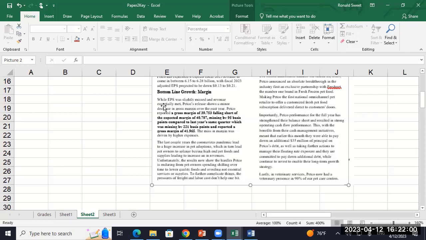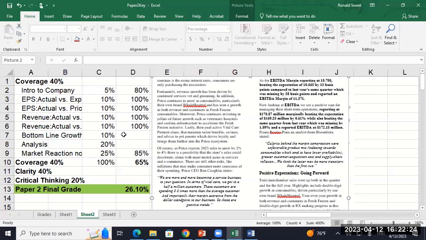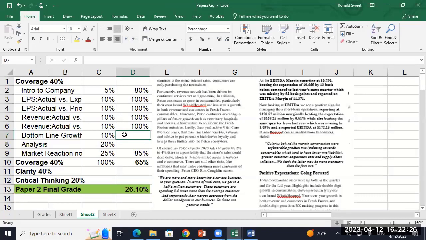EPS was slightly missed and revenue eventually met. Petco's release shows a minor decrease in gross margin over that period. Gross margin was 39, falling short of expected, missing by 95 basis points and 221 from last year. So again, it sounds like inflation is causing their costs to rise and it's not being offset with higher prices. So I'm not going to get into her discussion. It looks like she's doing a pretty good discussion. I don't know, it's going to be in the 90 to 100% range.